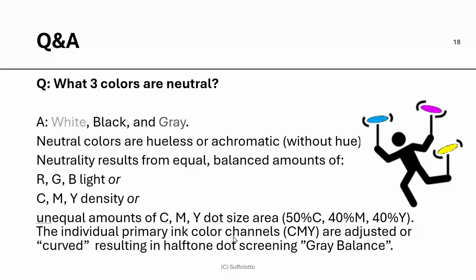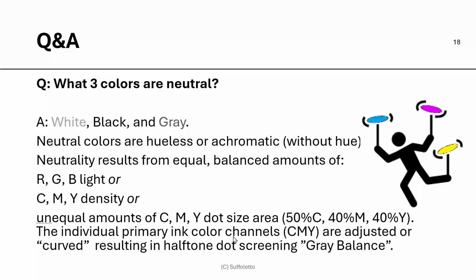What 3 colors are neutral? Well, white, black, and gray. All these colors are neutral. They're hueless. They're achromatic, the prefix A meaning without, not. Neutrality results from equal balanced amounts of red, green, blue light, the additive system, or cyan, magenta, yellow density, the subtractive system, or unequal amounts of cyan, magenta, yellow dot size area.